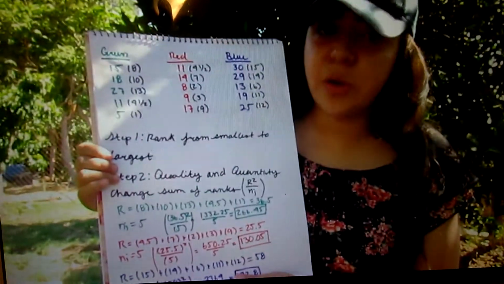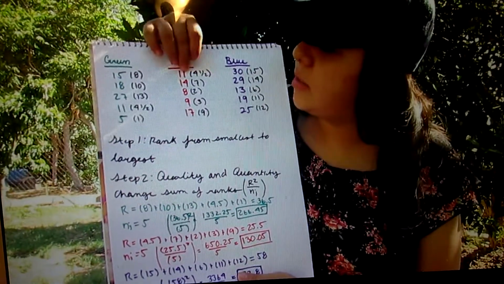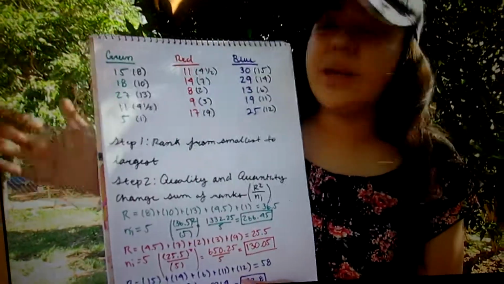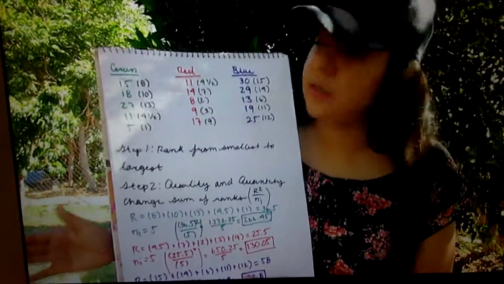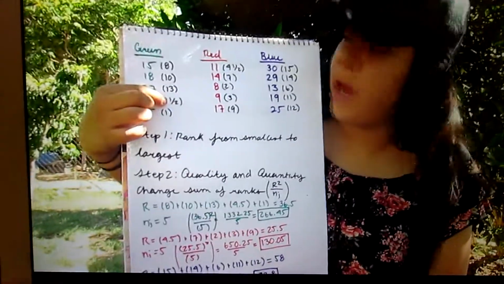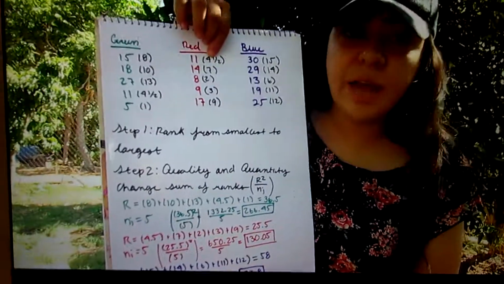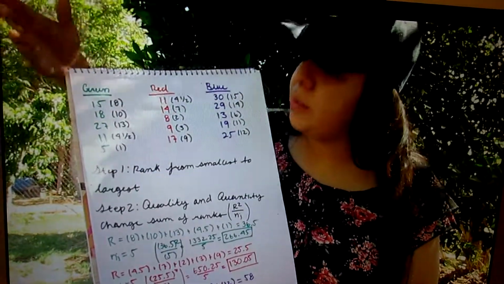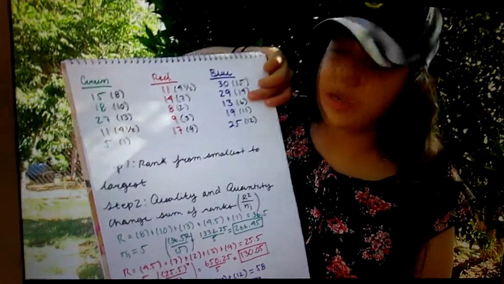For numbers that show up twice, like in this case, 11 did, so 11 and 11, one in the red, one in the green, you want to split the two ranks. So here we have 4.5, 4.5 again, which is going to count from 5. Then we move up to 6 and just continue to the next one.